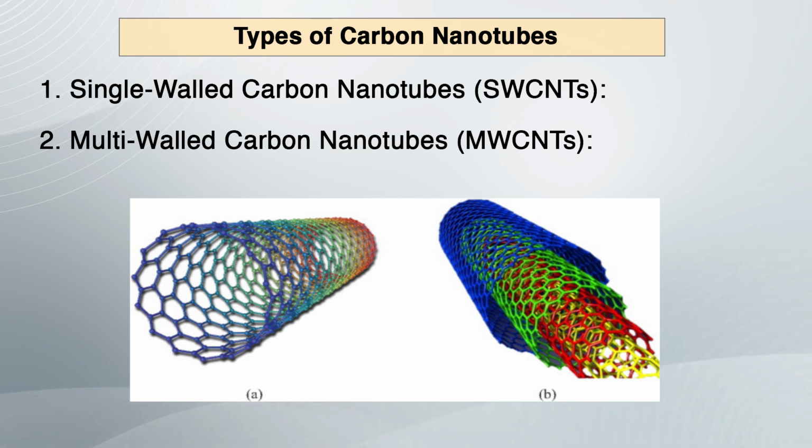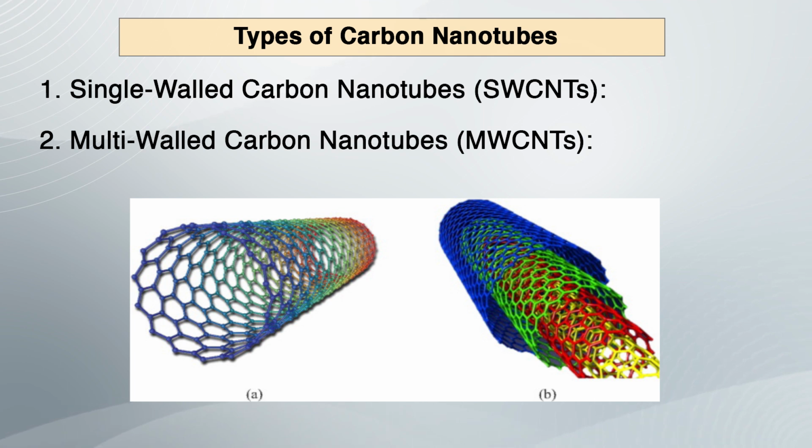First is the single-wall carbon nanotube. Single-wall carbon nanotubes consist of a single layer of carbon atoms rolled in a cylindrical shape. Their diameter typically ranges from 0.7 to 2 nanometers, but they can be thousands of nanometers in length. The unique properties of single-wall carbon nanotubes arise from their seamless structure and high aspect ratio.